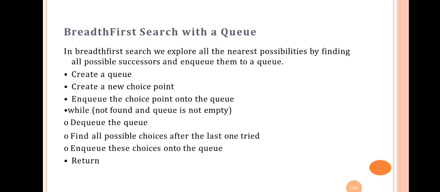Next is breadth first search with a queue. In breadth first search, we explore all the nearest possibilities by finding all possible successors and enqueue them to a queue. So here we have to create a queue and then create a new choice point, same as in depth first search. Enqueue the choice point on the queue while not found and queue is not empty.